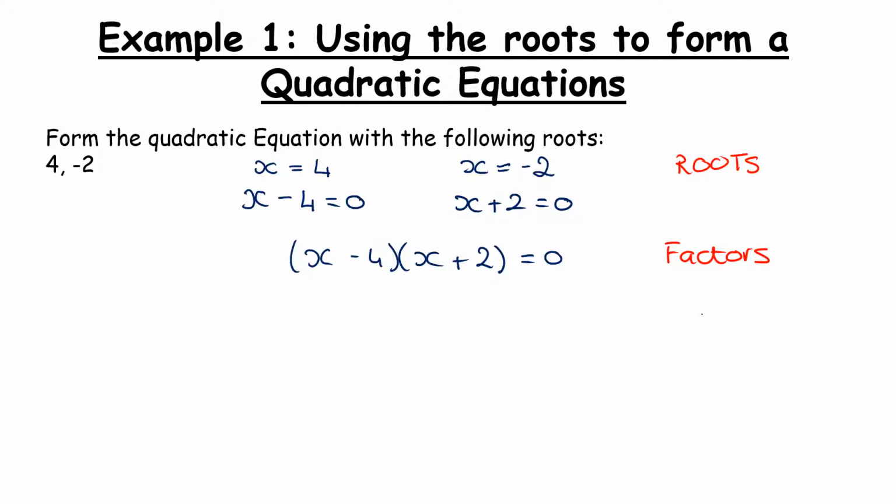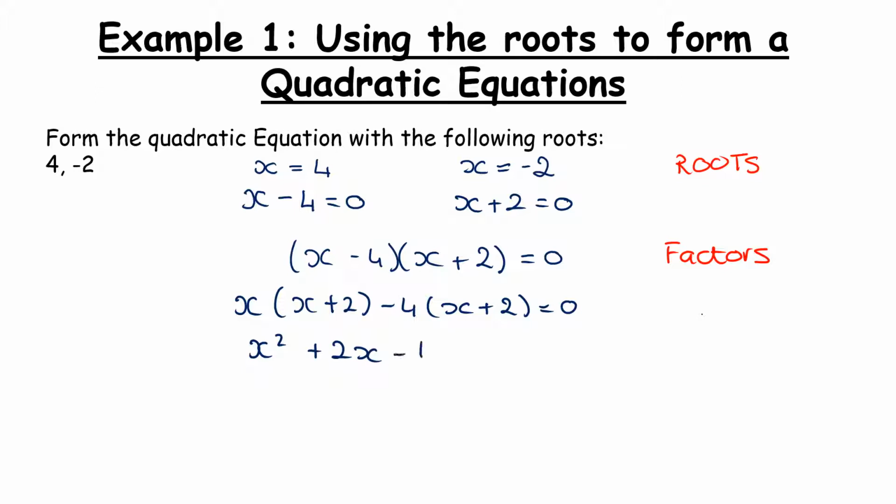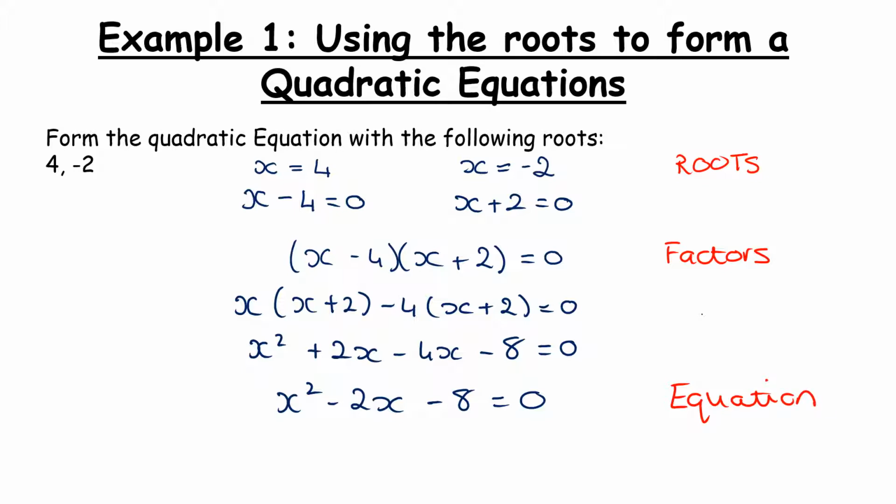Now, if I want to multiply out that bracket, we split the first bracket, which is x times x plus 2 minus 4 times x plus 2. That equals 0. Multiplying that out, I get x squared plus 2x minus 4x minus 8 equals 0. And we get x squared minus 2x minus 8 equals 0. And we are back to our equation. So hopefully you can see at this point that it is the exact opposite to if we were using guide number to factorize and then solve.